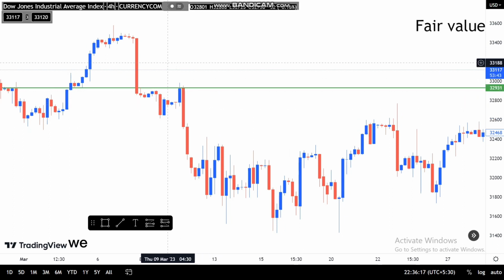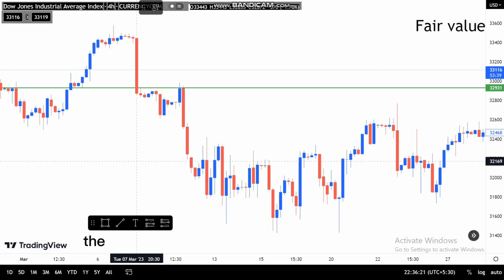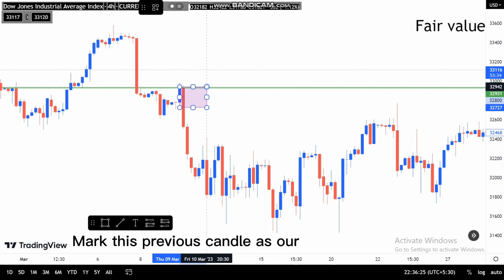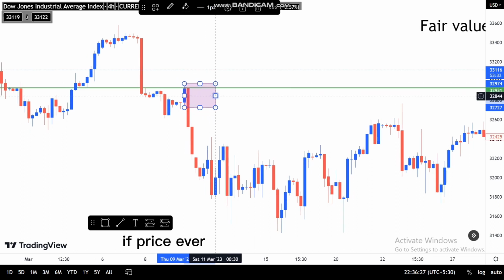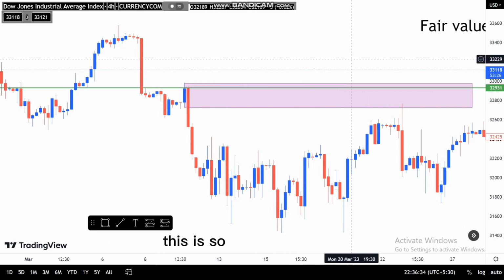We have to mark out the candle before the 3 candles, traders. And the reason why we do this is because it helps us mark this previous candle as our supply zone, so that if price ever comes back to that zone, we're going to go in for our sells. Now look, when I zoom into this side, guys, this is so interesting.